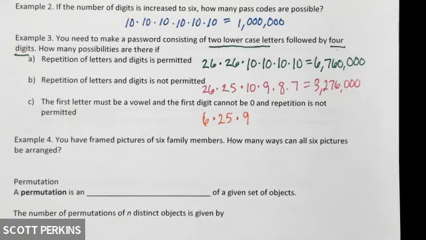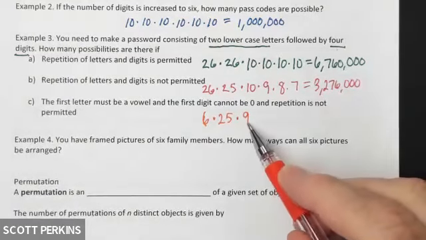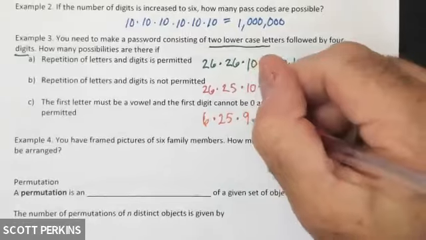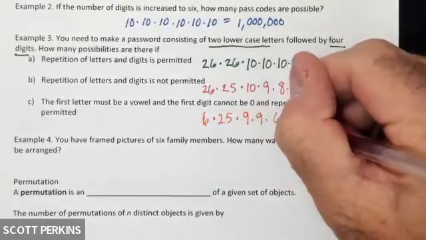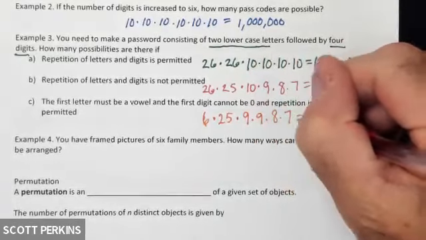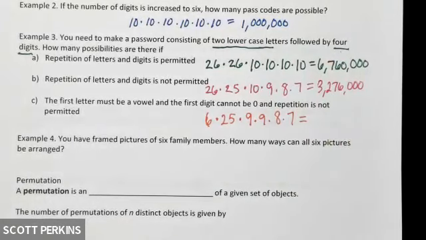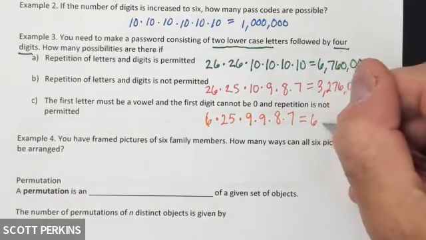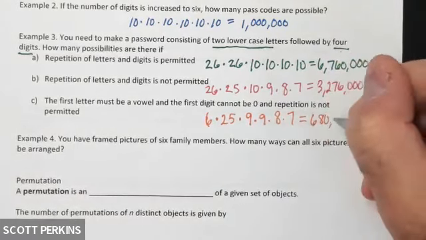I still have 9 because we throw 0 back into the mix, but I have one number that I can't use. So I still have 9, and then 8, and then 7. Everything goes back to normal. So I have 6 times 25 times 9 times 9 times 8 times 7, and you get 680,400.